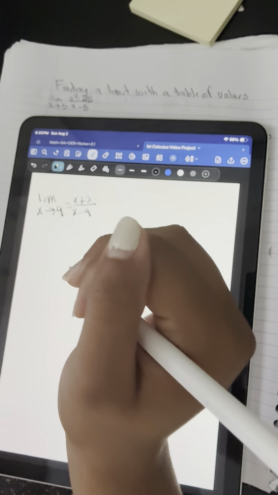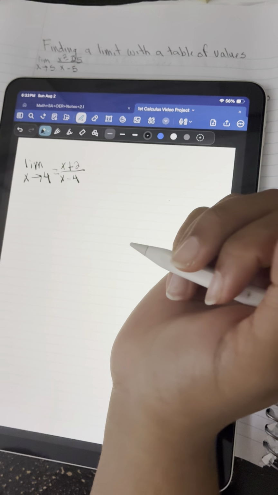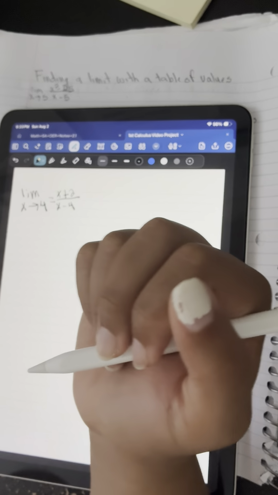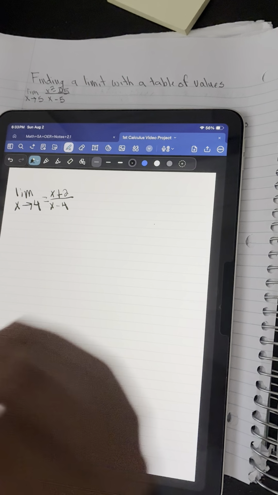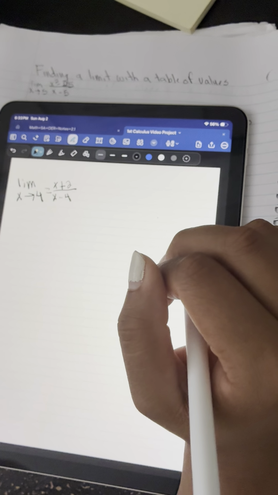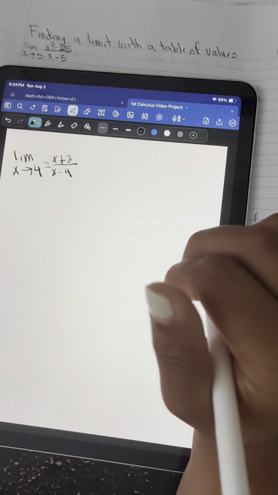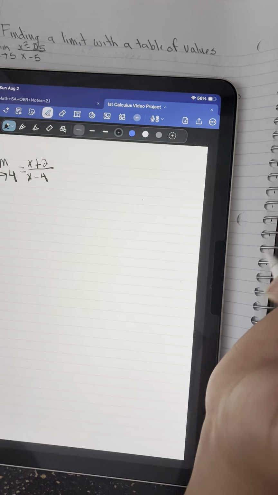Okay, so today I'm going to be evaluating the limit as x approaches 4 of (x plus 2) over (x minus 4). So in this video, I'm going to be looking at this problem 3 different ways. First and foremost, I'm going to start by using a table. Then I'm going to find each of the one-sided limits. And then I'm going to be looking at the graph in Desmos.